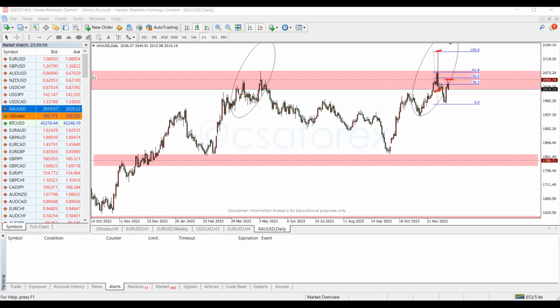You could have entered here on the break of this bearish engulfing, but then ideally your stop loss should be above this area, should even be above this candle. But to be a massive, I repeat, a massive stop loss, it would have to be above this one because we are on the daily time frame.